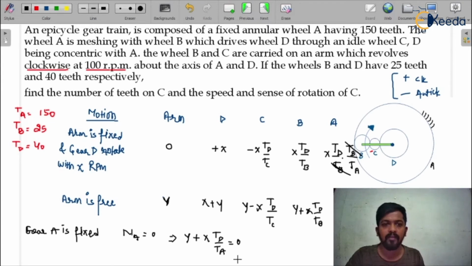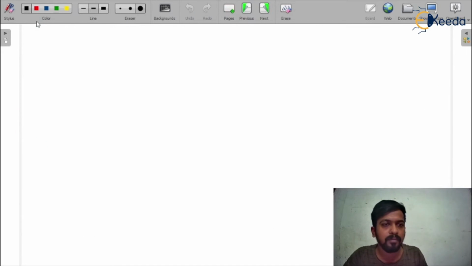Okay. And what is the arm speed? That is y, given in the question. The arm revolves in clockwise direction at 100 rpm. So y is equal to 100 rpm clockwise, that means plus 100 rpm.